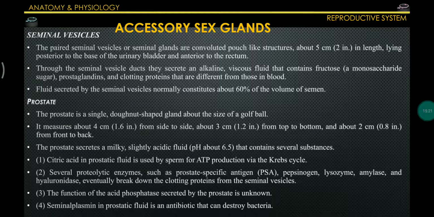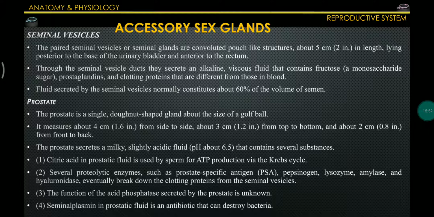And the next one is the prostate gland. The prostate gland is a small donut shaped structure which surrounds the urethra at the end of the urinary bladder. This prostate gland secretes a milky, slightly acidic fluid, which has citric acid, which helps in the production of ATP via the Krebs cycle.